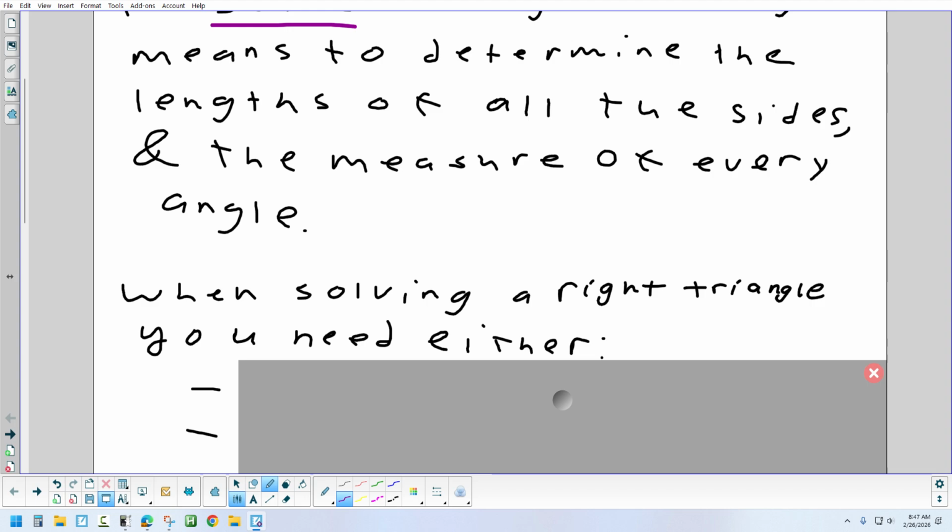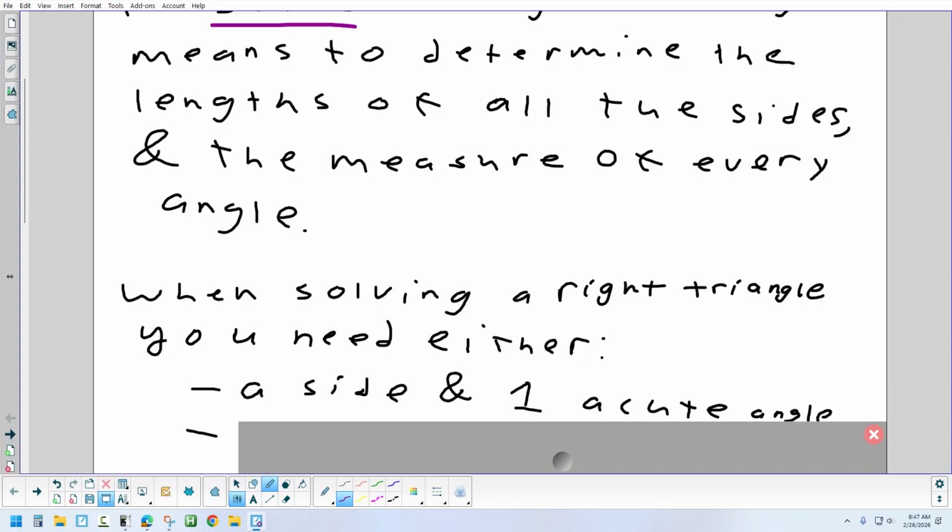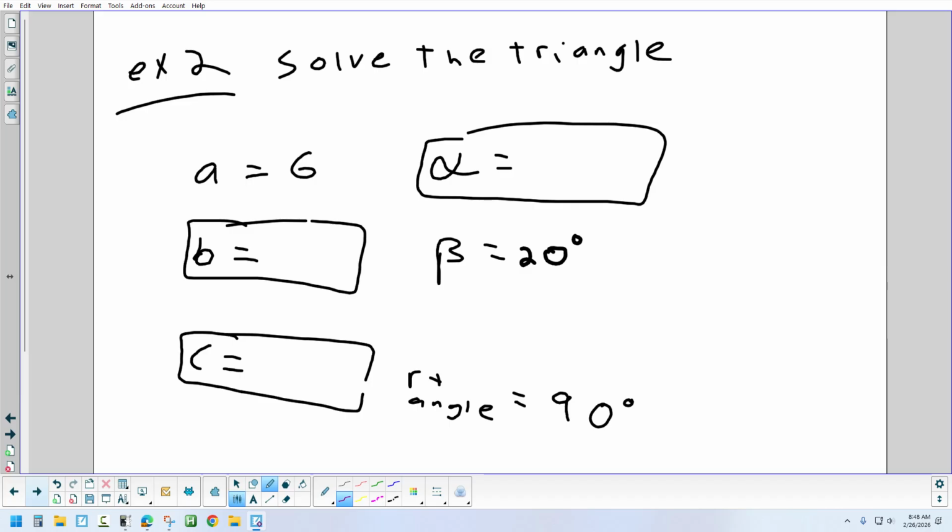In order to solve the triangle and figure out everything else, I have to give you more information. Okay? I can't just give you a 90 and say solve the triangle. You need 2 other pieces of information. So I either need to give you, in addition to the 90, one of the other sides and one of the other angles, which is what I'm going to do in this first problem. I'm going to give you one of the sides, and I'll give you one of the angles.